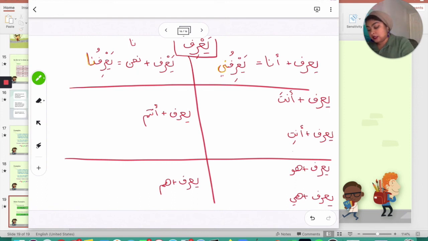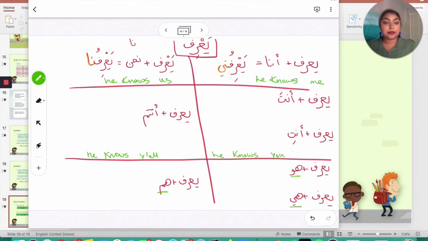Okay. So all of these are he knows, because the verb itself is يعرف. If it was تعرف, she knows. If it was يعرفون, they know. But I'm just sticking to the same verb form. So he knows me. He knows us. Here we want to say he knows you, masculine and feminine. Here we want to say he knows y'all, you guys. He knows him. He knows her. He knows them.